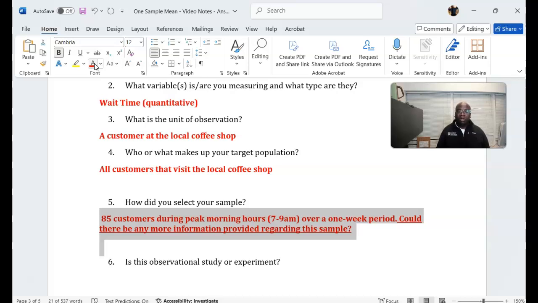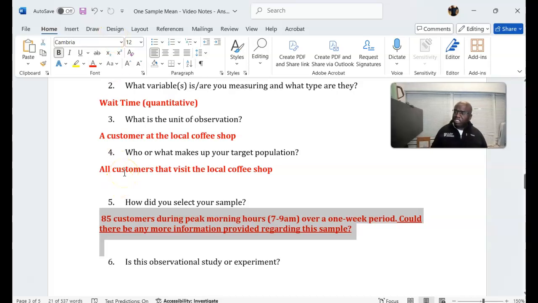Could there be more information provided regarding the sample? Yes. Ideally, like I mentioned earlier, how many individuals visited on Monday, Tuesday, Wednesday, and so on, as well as whether it's only at one shop. So there's a level of ambiguity that, if you're a consultant, needs to be investigated in terms of this work.